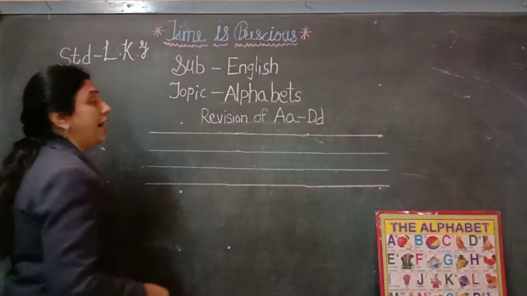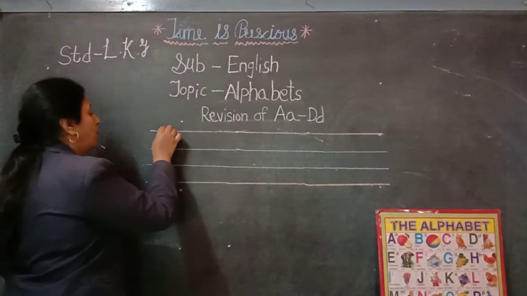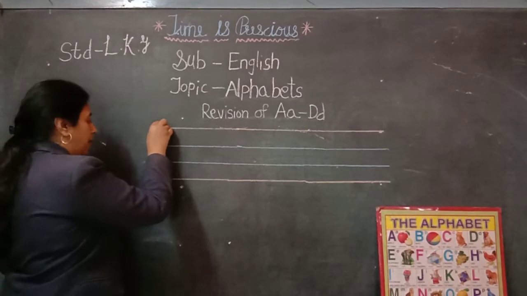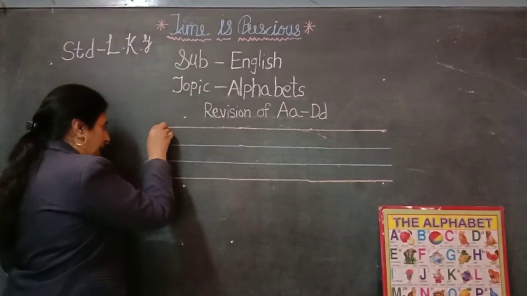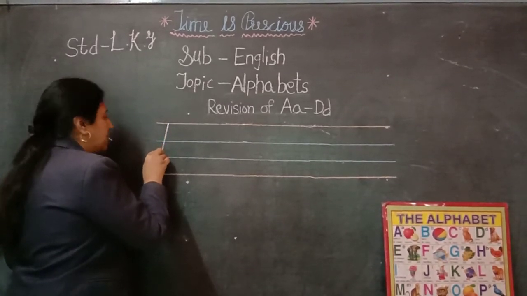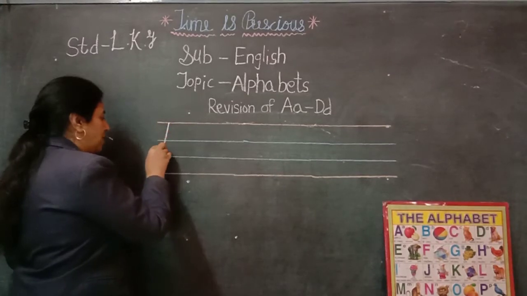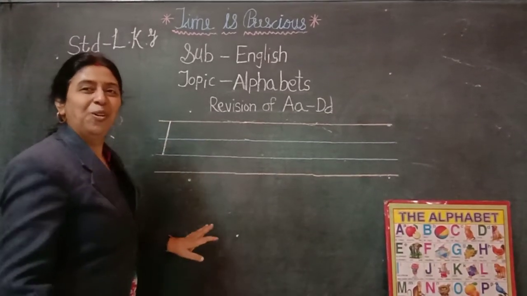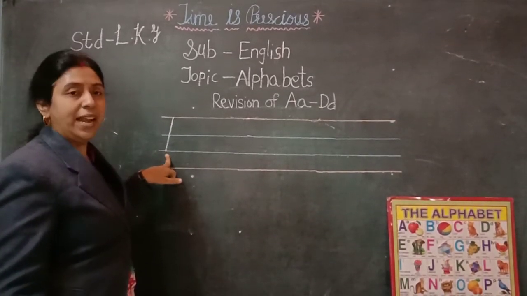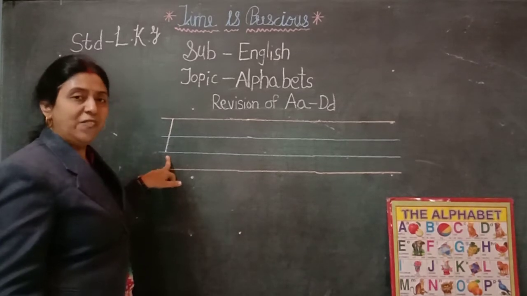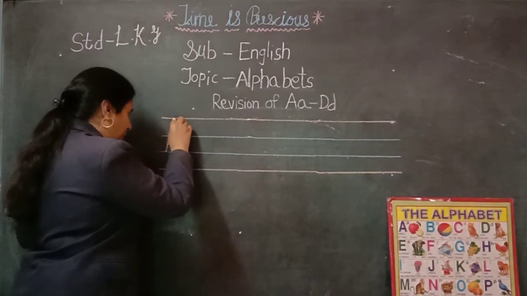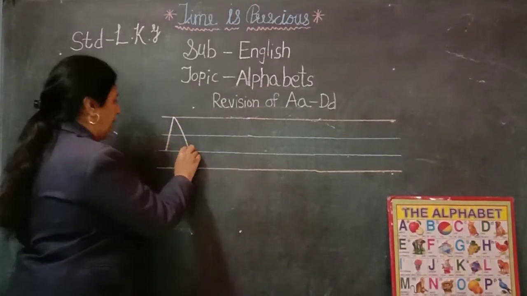So you have to start writing capital A from the red line. Put your pencil on the red line and start writing from the red line to the first blue line and end with the second blue line. Which line is this? Who will tell me? Slanting line. Left slanting line. So now a right slanting line from the red line to the second blue line.